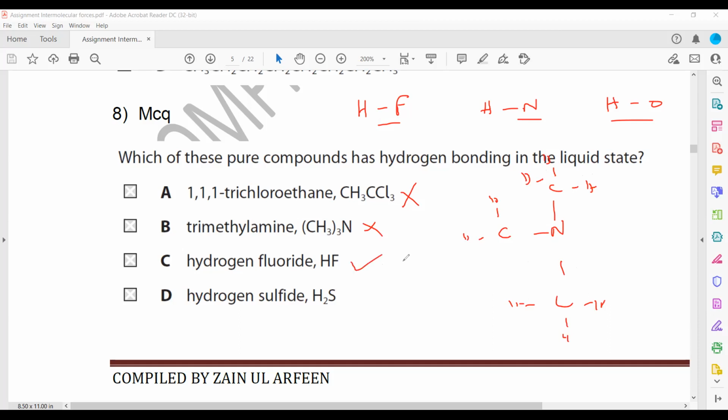Hydrogen fluoride, that's correct. And hydrogen sulfide, again that is wrong, because hydrogen sulfide does not form hydrogen bonds. For all the cases, only three cases are there. A molecule in which there is a bond between hydrogen and fluorine, or hydrogen and oxygen, or nitrogen, will always lead to hydrogen bonding.